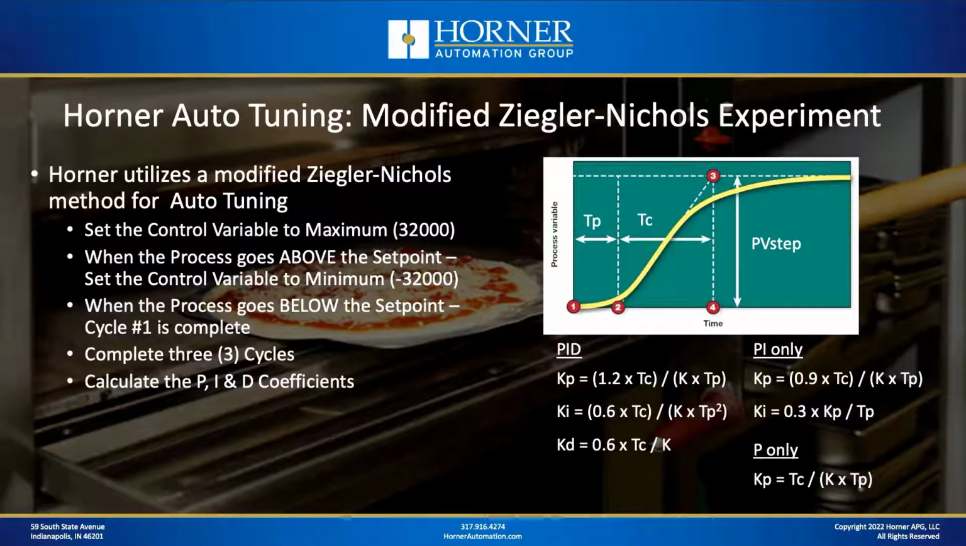The first thing that's going to happen is the OCS is going to set the CV at maximum, and that should drive things up towards the set point. As soon as it exceeds the set point, that control variable is going to be driven to minimum, or minus 32,000. That's going to cause it to drop below the set point. When it gets below the set point, one cycle is complete. The OCS is going to continue that process for 3 complete cycles, and based on those experiments, it's going to calculate the P, the I, and the D coefficients. So that's effectively the approach being used by the OCS, a modified version of Ziegler-Nichols.